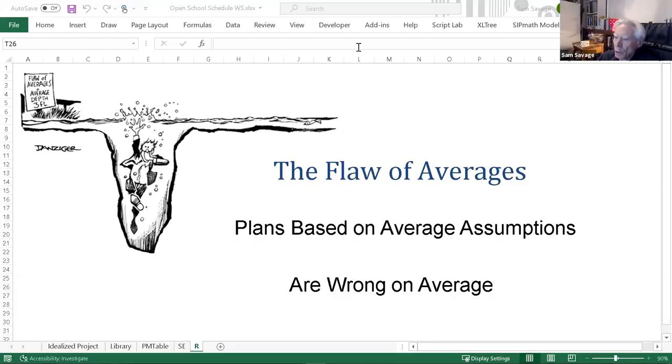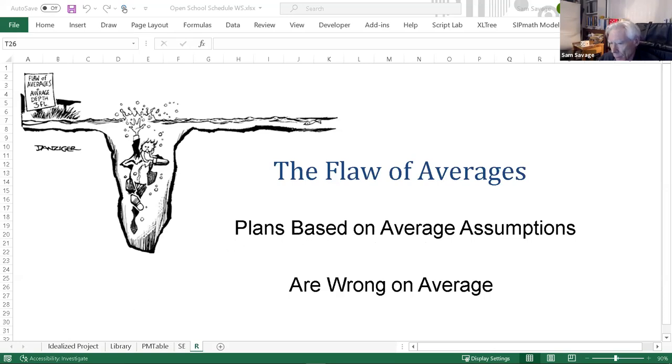The stuff is easy to explain, as it turns out. The hard part is getting anyone to understand it. So I want to describe a few things about decisions under uncertainty. In particular, I have a concept I call the flaw of averages. A very common flaw of averages example is a statistician who drowns in a river that's on average 3 feet deep. You may have heard that even in your statistics class. But it basically says that plans based on average assumptions are wrong on average.